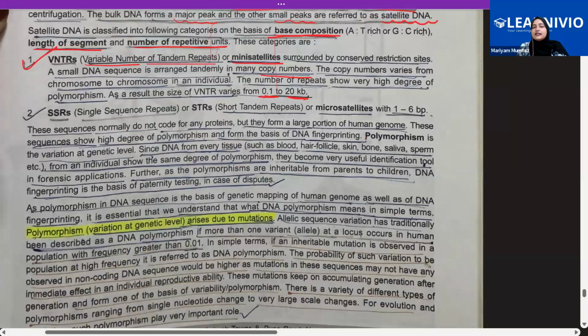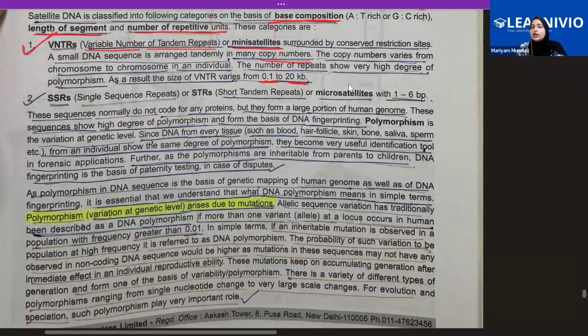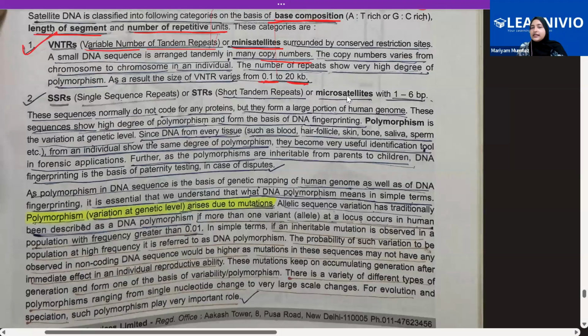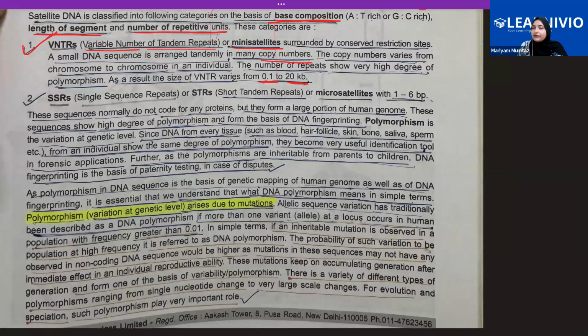And then there are single sequence repeats, or short tandem repeats. They are called microsatellites. They just have 1 to 6 base pairs. These sequences are not coding for any protein. They are not coding sequences. It's just that they make up a huge bulk of the human genome and they show polymorphism. Now, polymorphism means that they exist at various places, at various genetic levels.